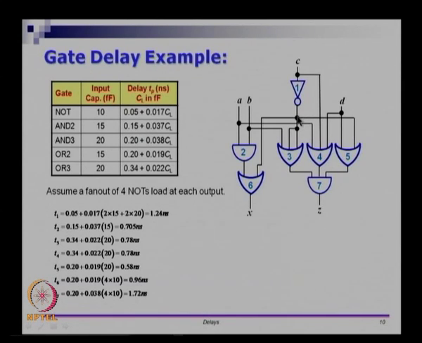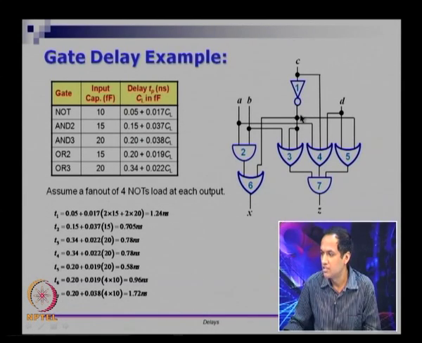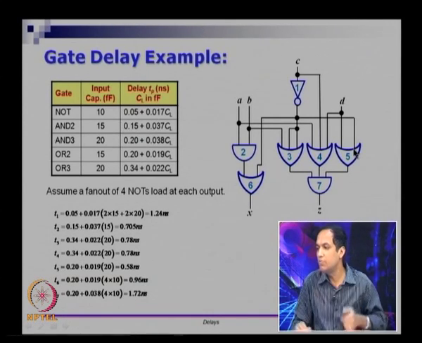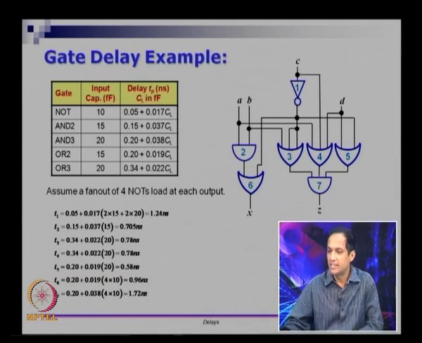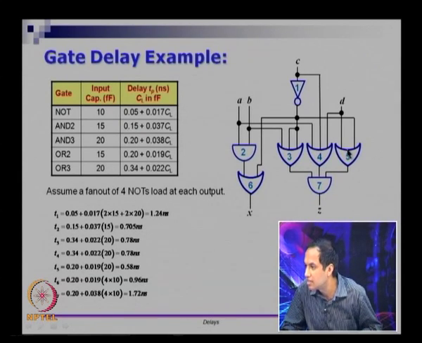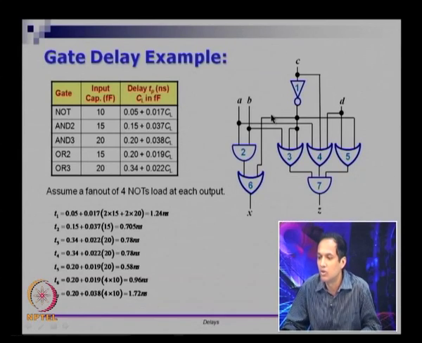So you look at the output of gate 1, it is connected to gate 6, gate 3 and gate 5, correct. So there are 3 places where the gate is connected. Okay, so now let us look at the overall delay.